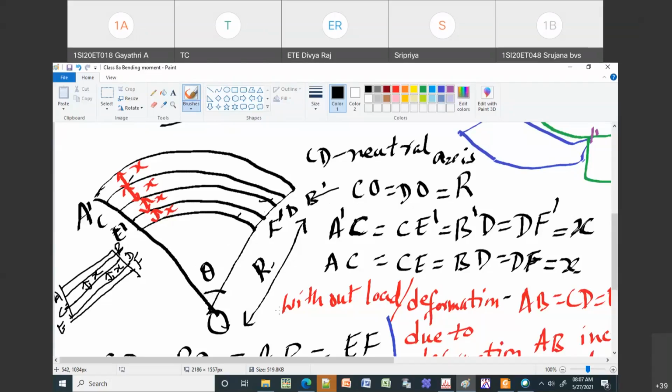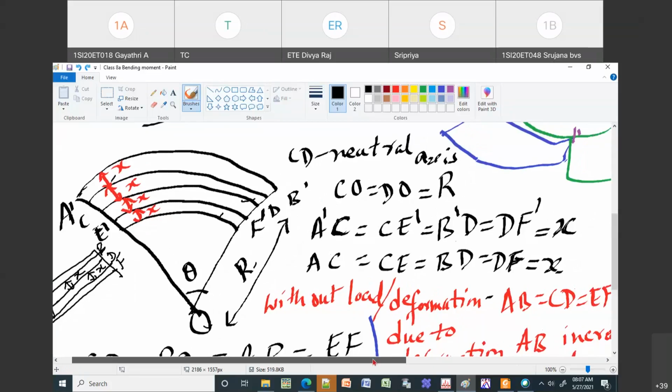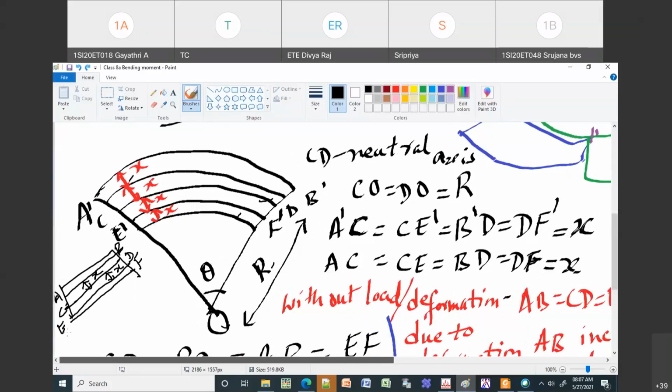Then what we do is, if you take the initial distance of any of these arcs, any of these A, B, C, D, E, F layers, it is almost the same, because that is the assumption.